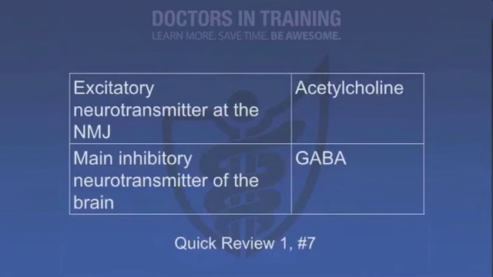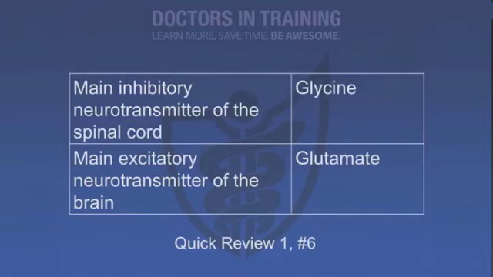Next question. Which neurotransmitter fits each of the following descriptions? So excitatory neurotransmitter at the neuromuscular junction, acetylcholine. Main inhibitory neurotransmitter of the brain, remember that's GABA. Main inhibitory neurotransmitter of the spinal cord, that's going to be glycine. Main excitatory neurotransmitter of the brain, and that's going to be glutamate. All right, so that's going to conclude our first quick review. Let's get back to the lecture.